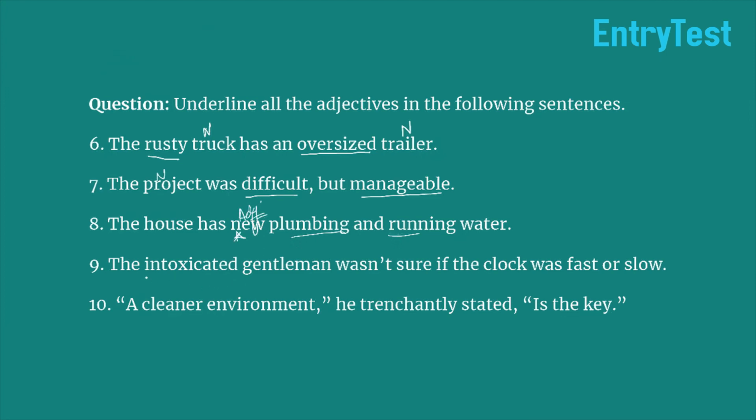Next, the intoxicated gentleman wasn't sure if the clock was fast or slow. So here I have two nouns again. The gentleman is a noun and clock is also a noun. Gentleman is being described by intoxicated, and clock is described by whether it was fast or slow. So these are also two adjectives.